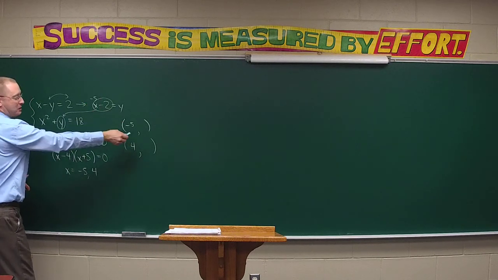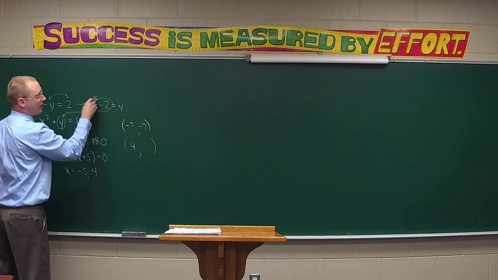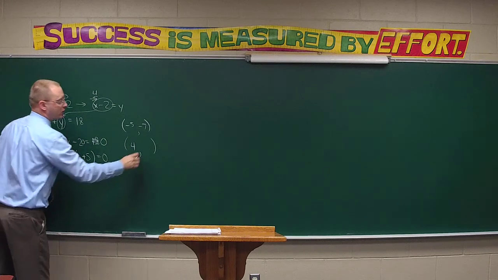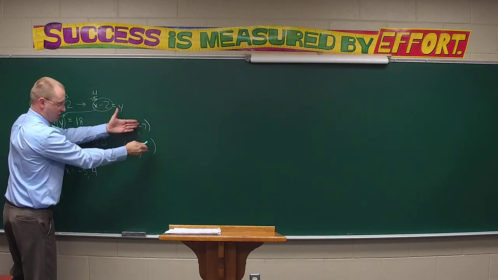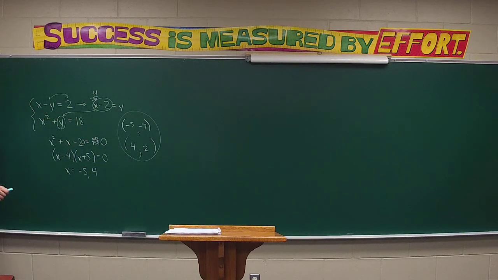We plug in the negative 5 class, we get negative 7. We plug in the 4 class, we get 2. So each x has just a single y with it, and there's our points. How many have these 2 points on 13 for the points of intersection between the line and parabola? Most of us, okay, just a couple of you did it.